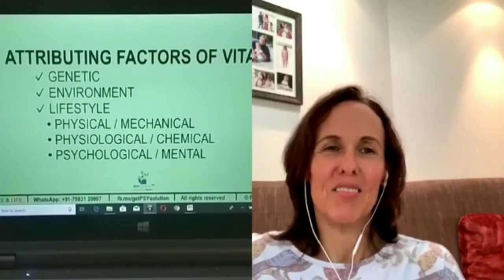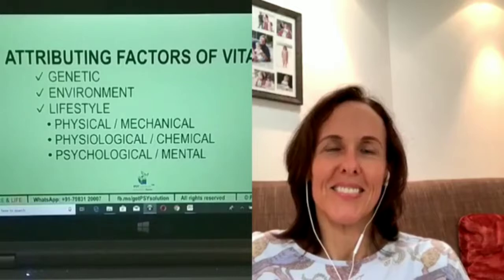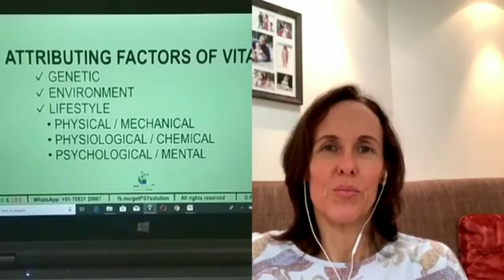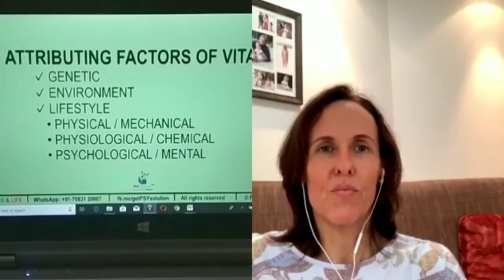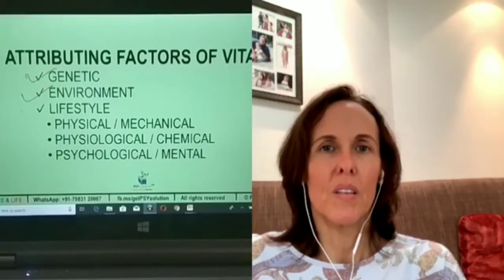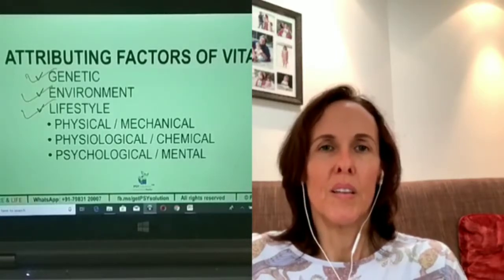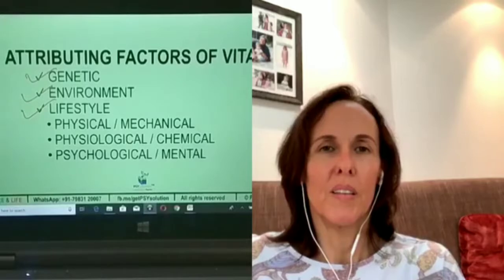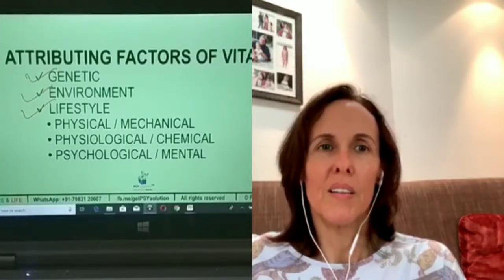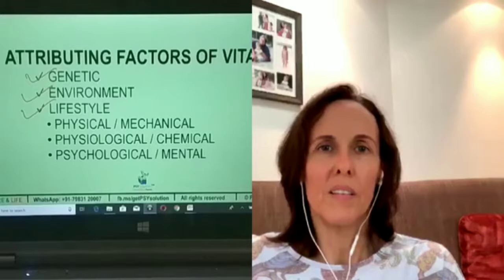Yeah. So before going to the ribbon, I need to remind all of us that the attributing factors of vitality are these three: genetic, environment, and lifestyle. Now here we need to understand very critically that for our life, the genetic attribution, we may choose not to analyze a lot, because whatever is cast is cast.